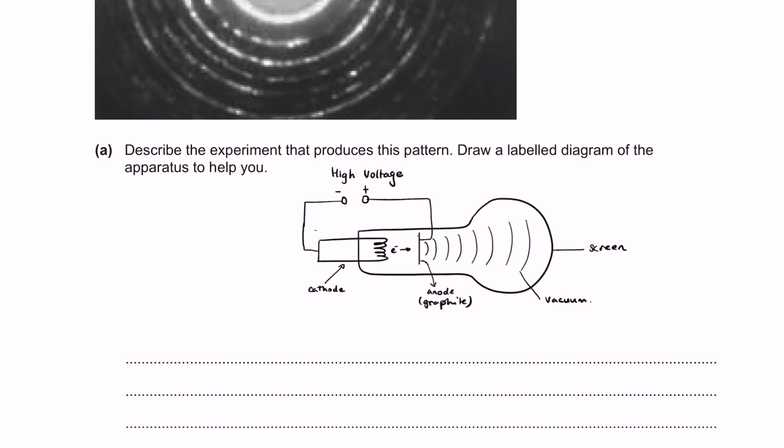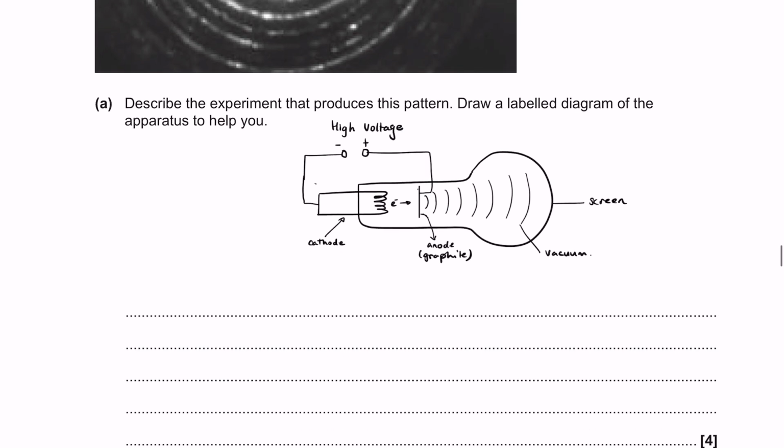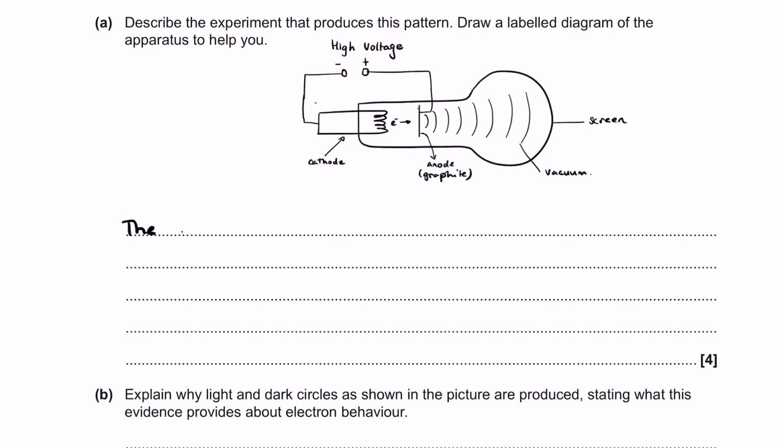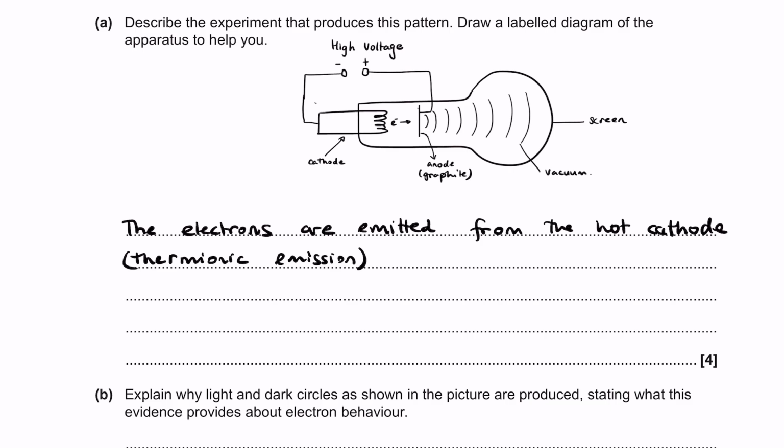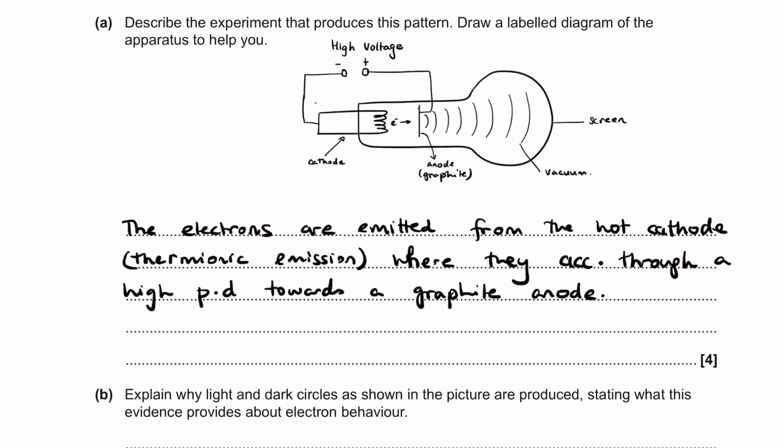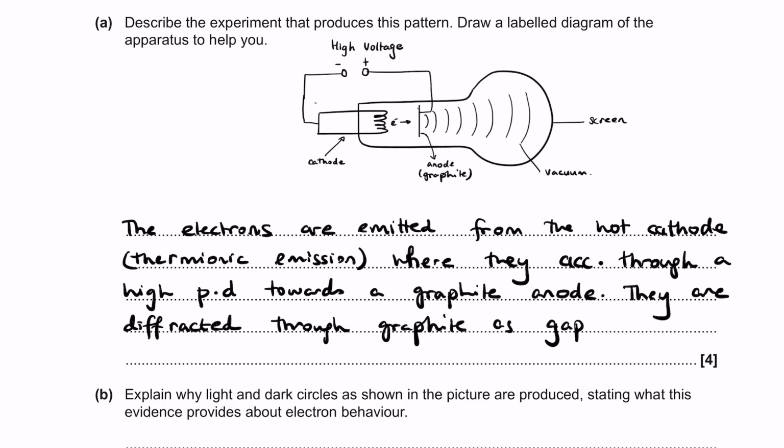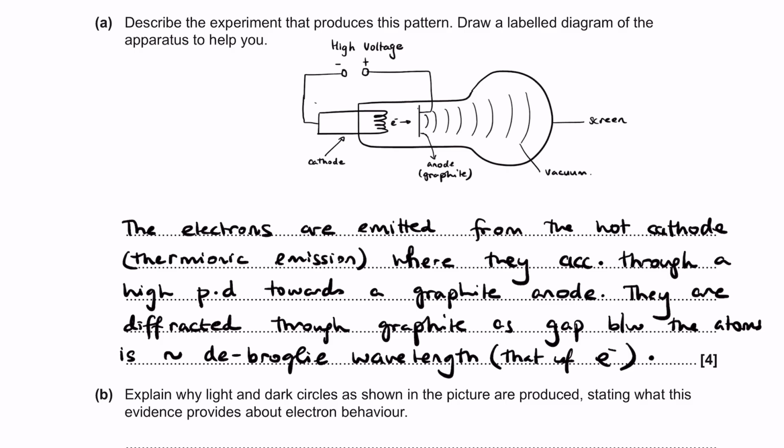So I'm going to say that the electrons are emitted from the hot cathode, which is thermionic emission, where they accelerate through a high potential difference towards a graphite anode. Then they are diffracted through graphite as the gap between the atoms is approximately the same as the de Broglie wavelength of the electrons. And electrons are deflected on the screen with the diffraction pattern, as stated.